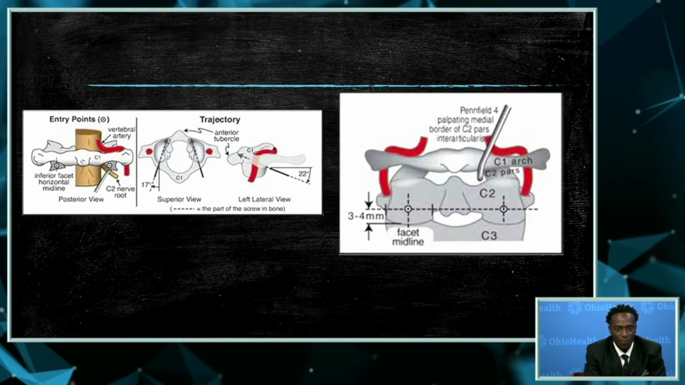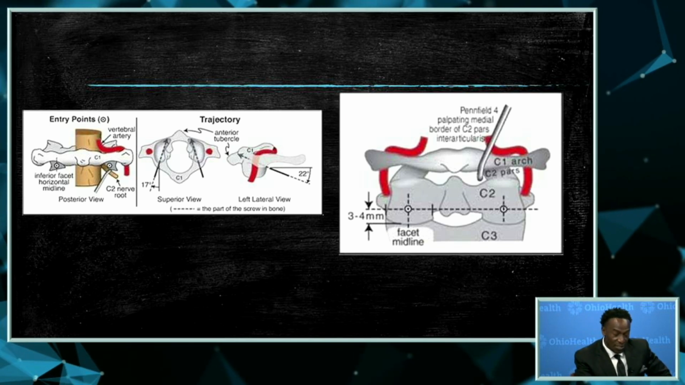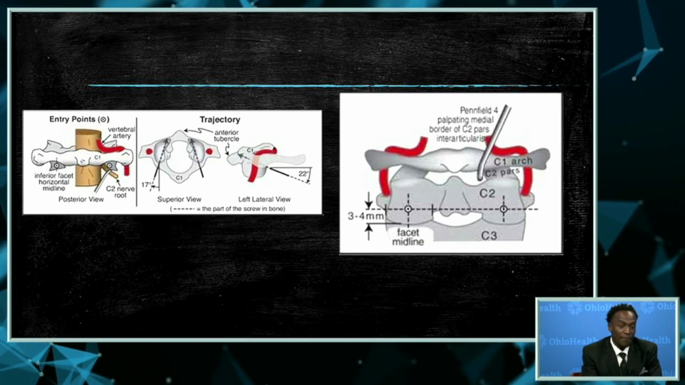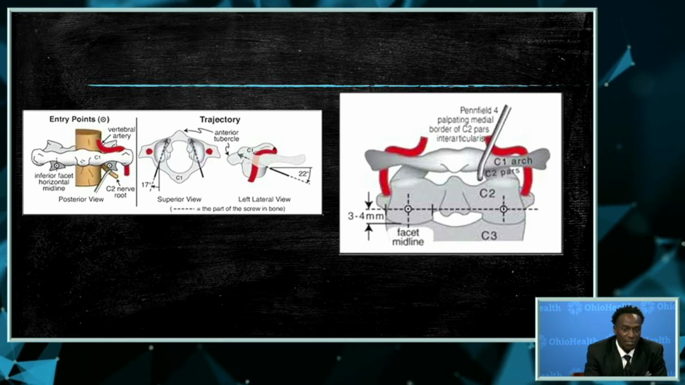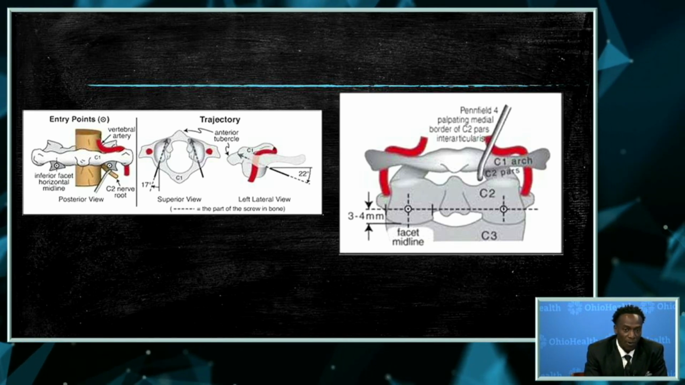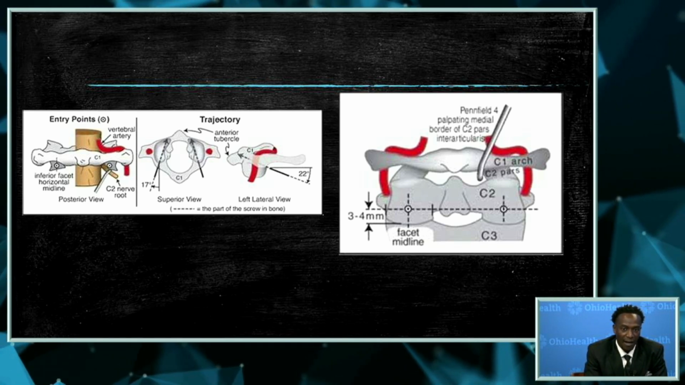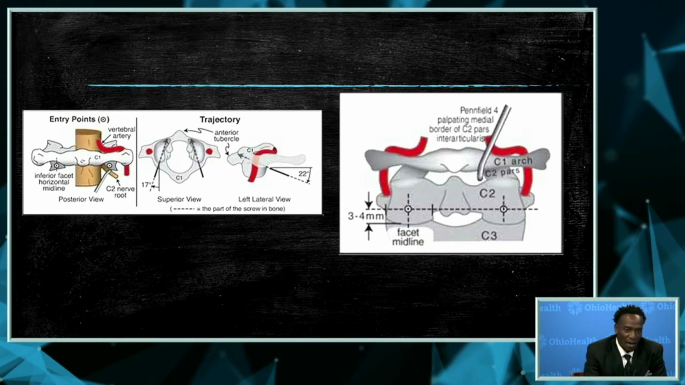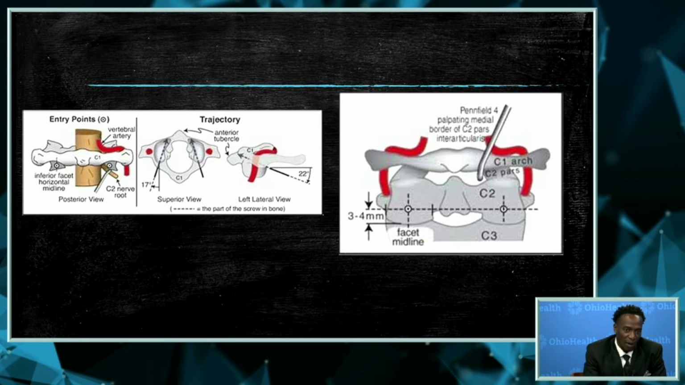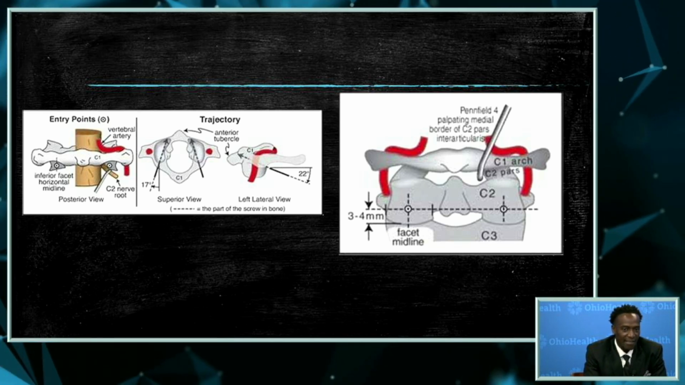Again, this is showing the entry point. Now, when you're using navigation, these entry points don't matter as much. Of course, it's important to know them and be familiar with them. But when you're using navigation, the key is put the screw in the bone and make it bicortical and stay away from the important stuff. Stay away from the vessels, stay away from the nerves. So pretty much put the longest screw you possibly can and try and get it bicortical if you can and stay in the bone.